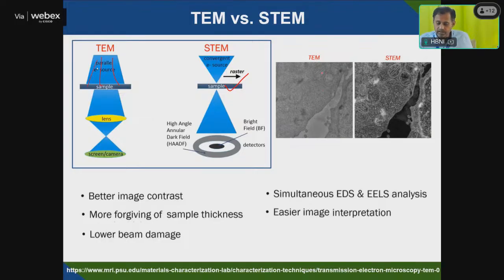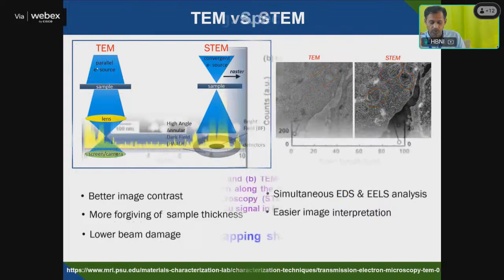In some cases you can see how the individual precipitates or grains are there. That information is not clearly visible in normal TEM. If you combine with STEM, scanning TEM, you get better image contrast and you can do EDS element analysis. You can also do electron energy loss spectroscopy by measuring the energy of the electron beam. You can interpret the coordination number and oxidation state, like EXAFS. You will be able to get all that information.